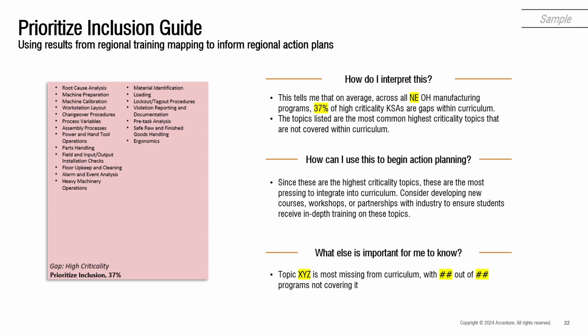So the first category would be, how do I actually interpret this? Based off of the percentage and the topics involved, what is this telling me about my regional training programs? And then looking down to that middle section, how can I use this to begin action planning? So what can I use the specific data for to then turn around and make my action plan for my region with educators? So a little bit of information will be put in there revolving around what some potential action plan steps could be specific to these results. And then lastly, what else is important for me to know? So for example, a topic is missing from curriculum with X out of X programs not covering it. So finding those most critical training gaps across the entire region and summarizing that information here.